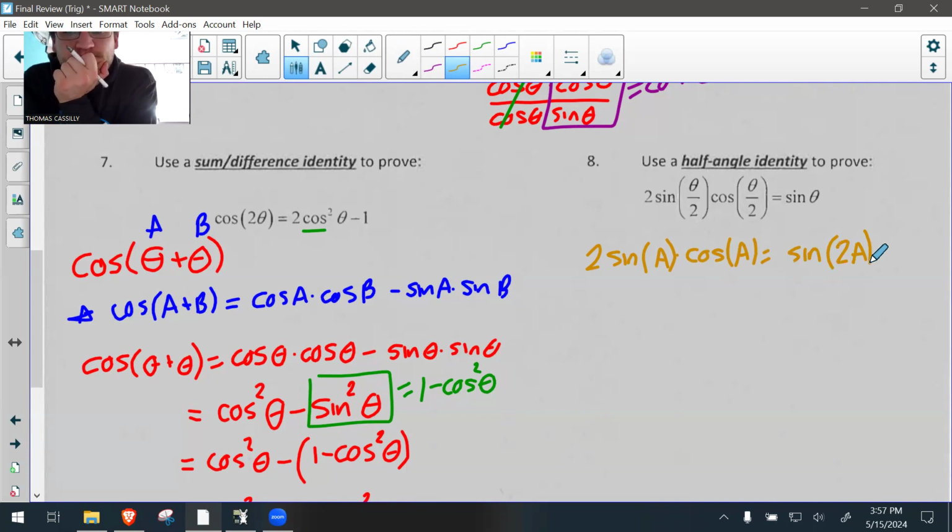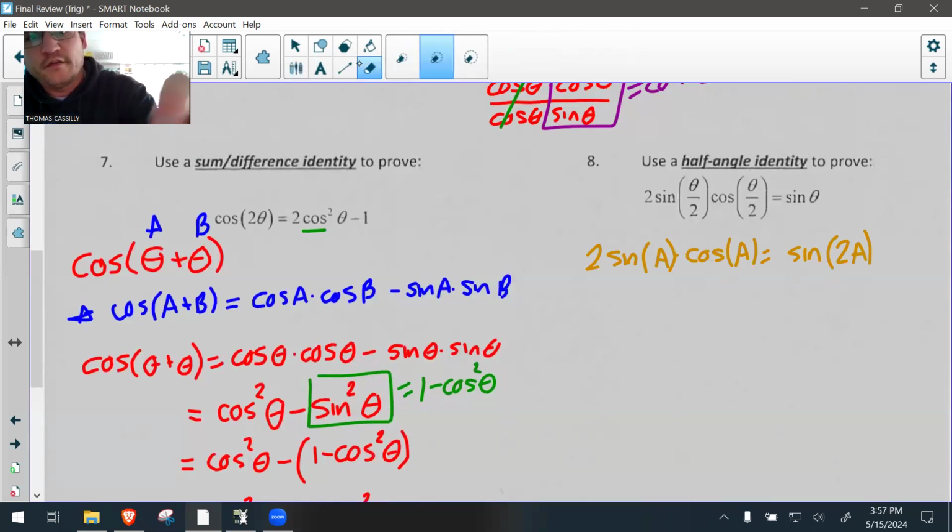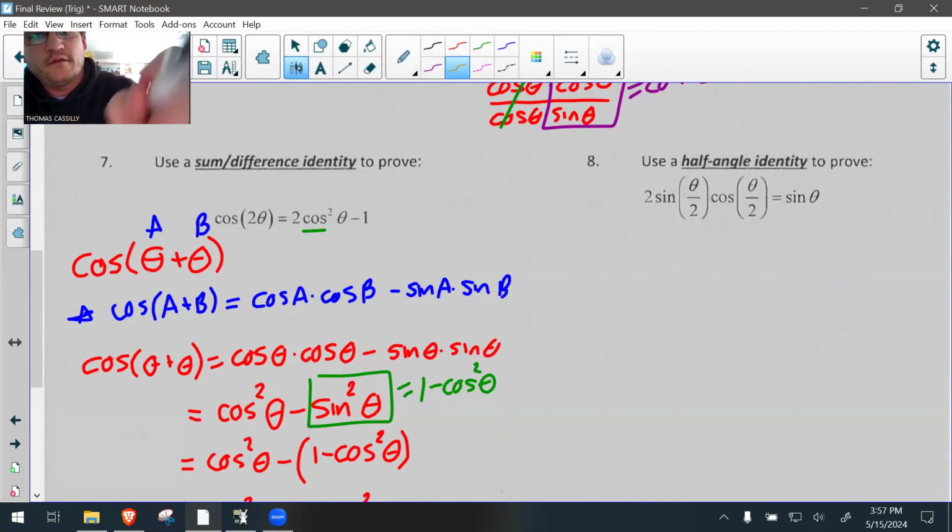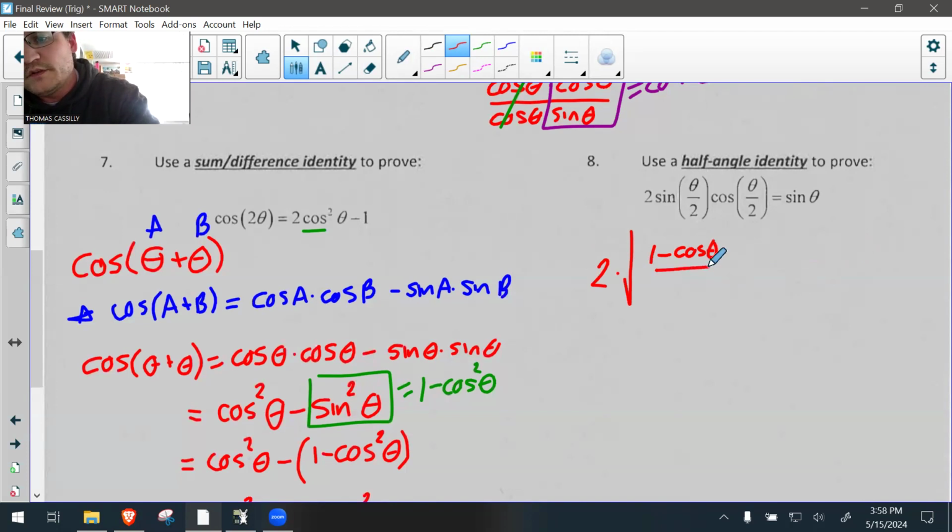So we need to use a half angle identity here. Oh, I know what they're asking. All right, this is no good. Let's do this. Coach Hall came up with some tricky questions here. Sine of theta over 2, that is the square root of 1 minus the cosine of theta over 2, times another square root of 1 plus the cosine of theta over 2.